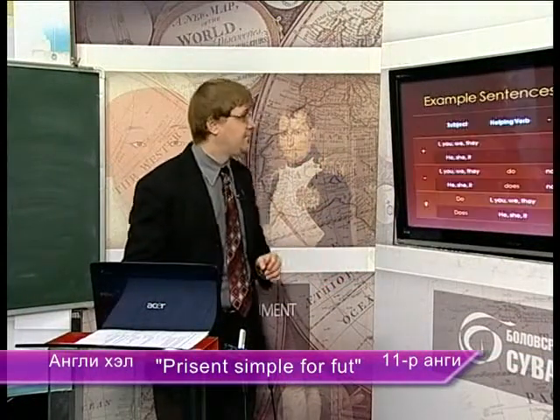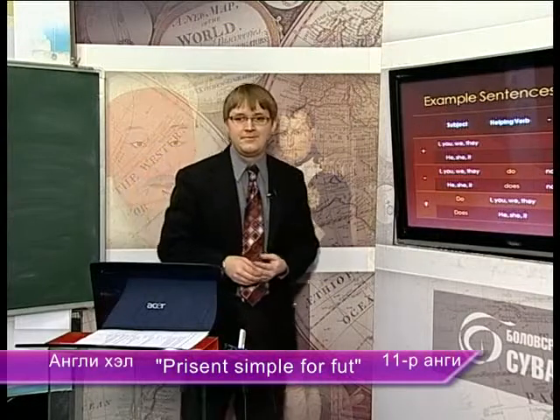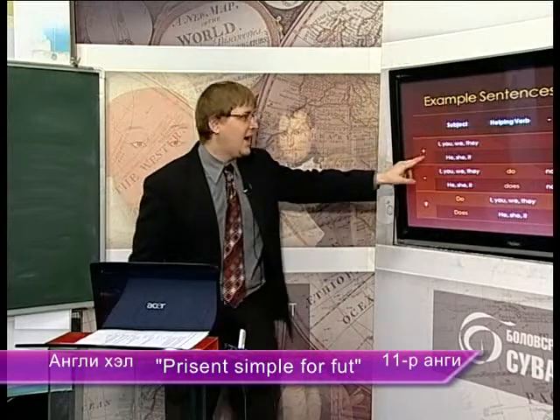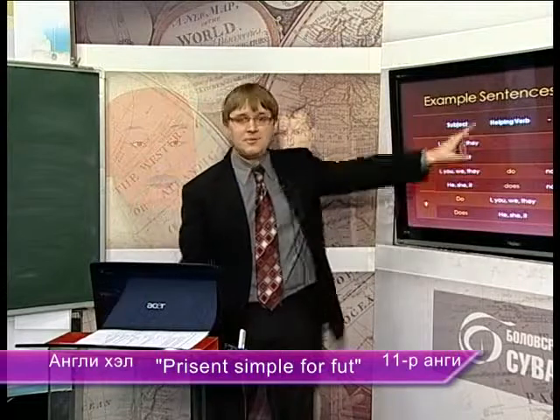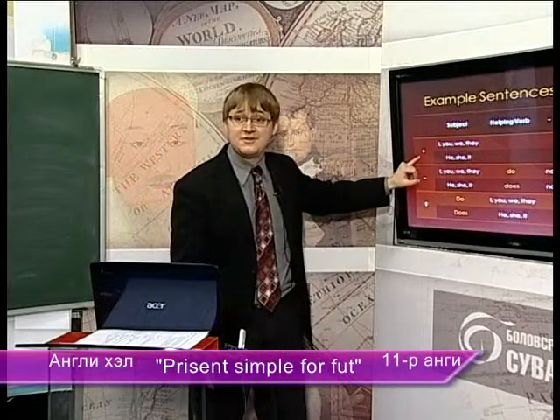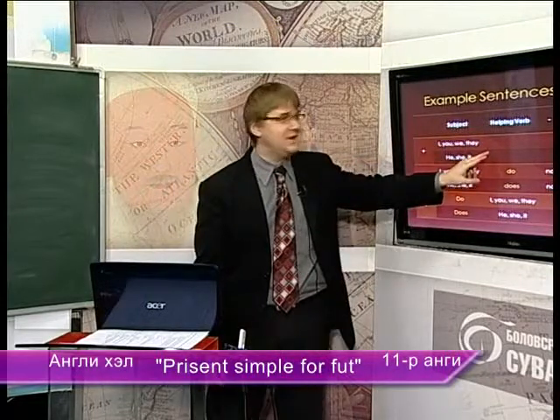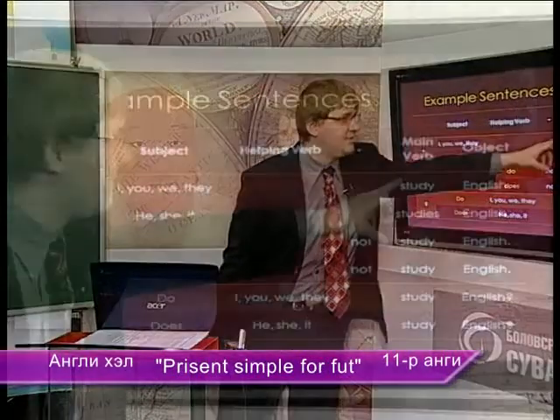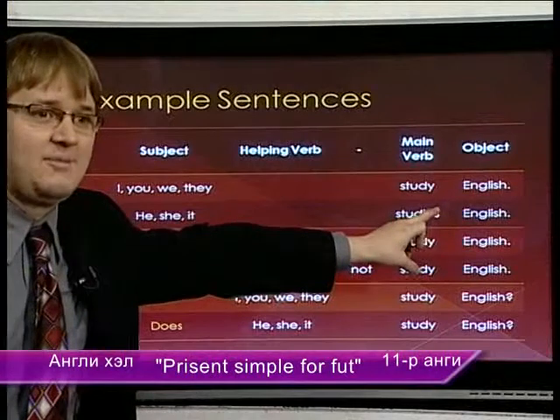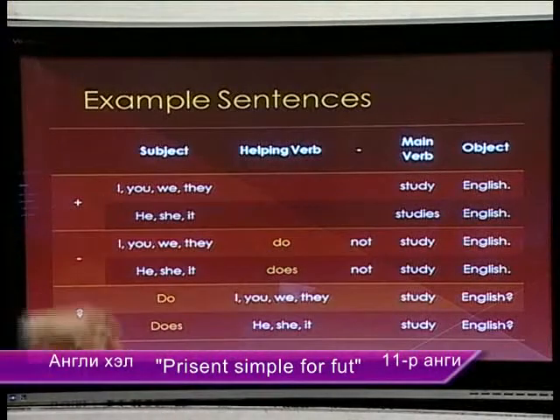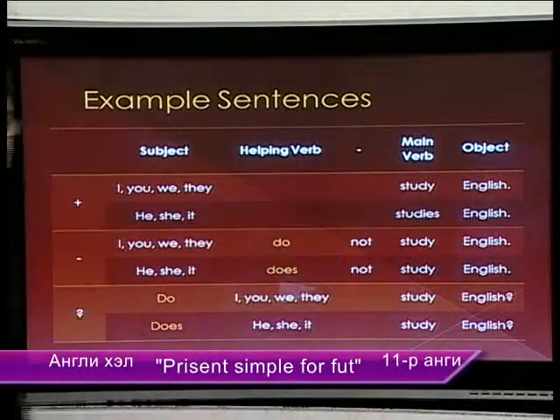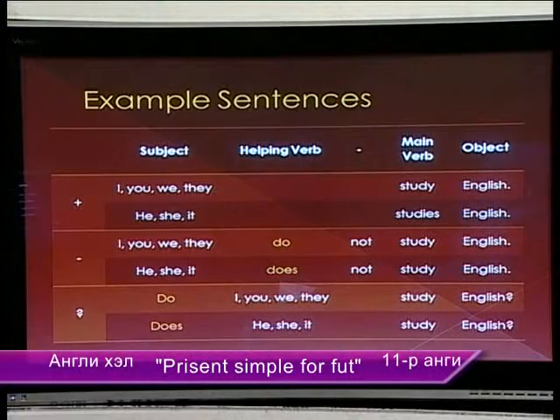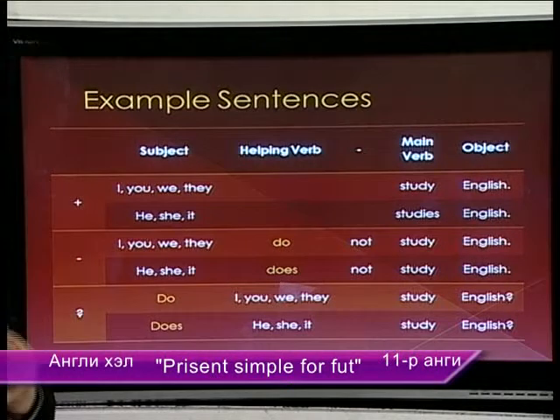So let's move on. Our example sentences. Here we have our subject, I, you, we, they. No helping verb. These are positive sentences. No helping verb is needed. No negative word is needed because it's a positive sentence. So here we have our main verb and our object. So I study English. Nothing changed. It's really simple. That's why we call it simple present, because nothing really happens.